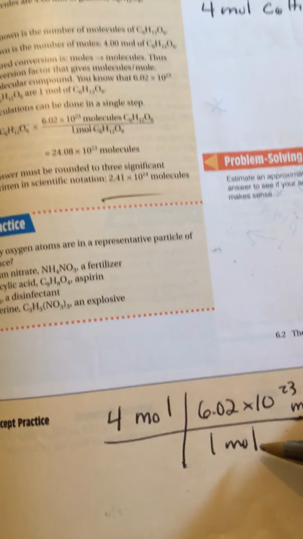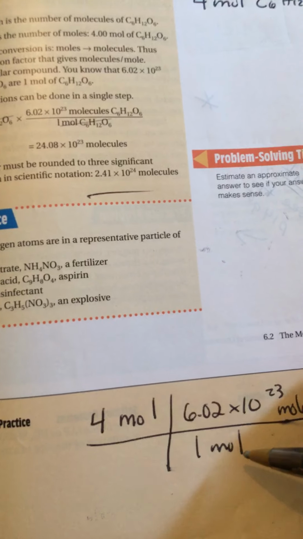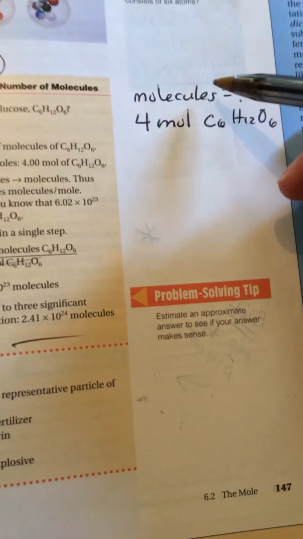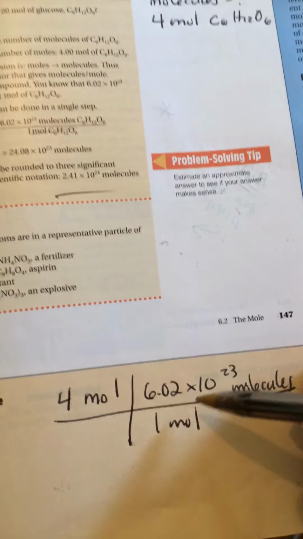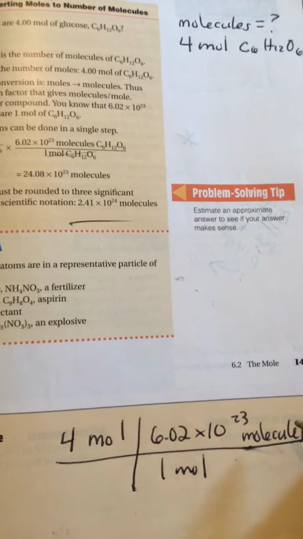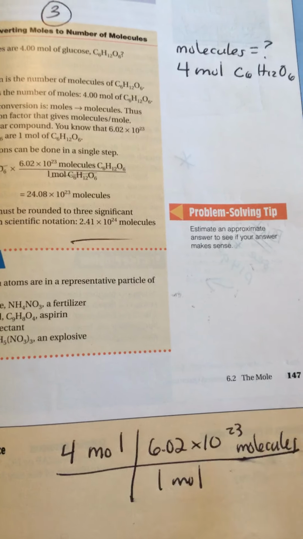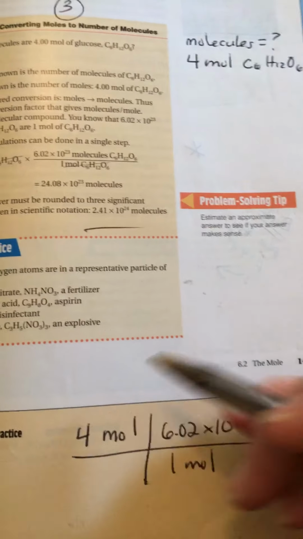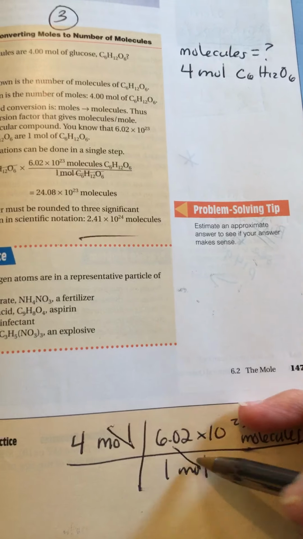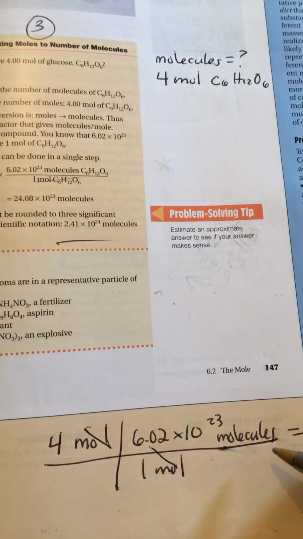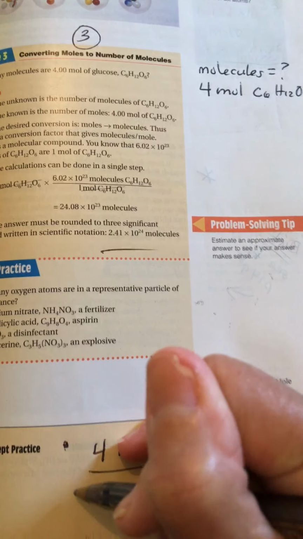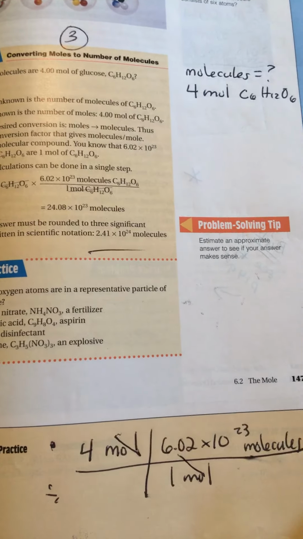What goes on the bottom down here? The unit of what I know, mole. What do I want to change it to? Molecules. Do I know the relationship between moles and molecules? Why, yes, I do. 1 mole is 6.02 times 10 to the 23rd molecules. Moles will cancel out, and I'm going to be left with what I wanted, molecules. Any number on top, I multiply. Any number on bottom, I divide.